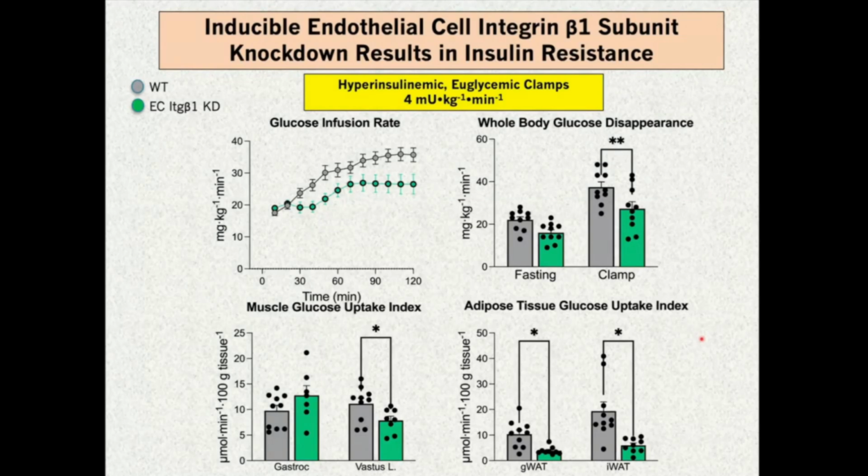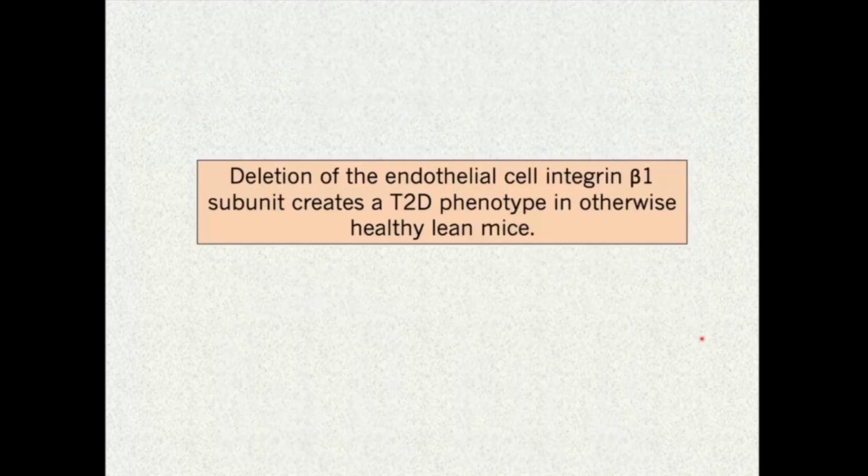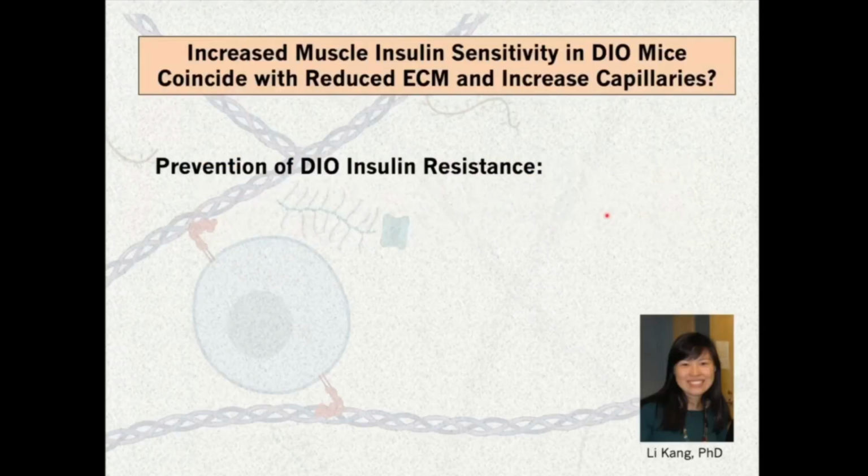This phenotype that we observe is not dissimilar to what you might see in a type 2 diabetic subject or a DB/DB mouse. So the conclusion is the deletion of the endothelial cell integrin beta-1 subunit, and probably knockdown would be a better word, creates a type 2 diabetes phenotype in otherwise healthy, lean mice. So let me turn now to how the matrix may affect the muscle itself.